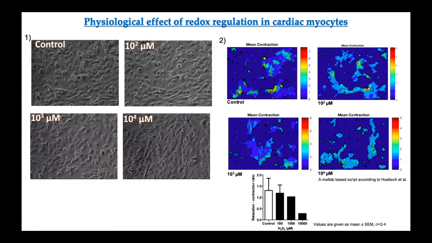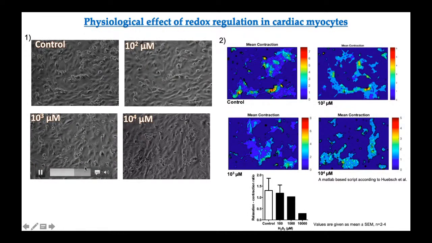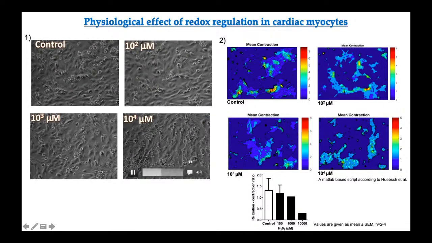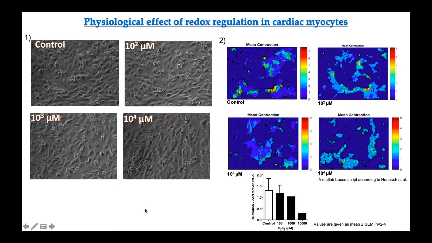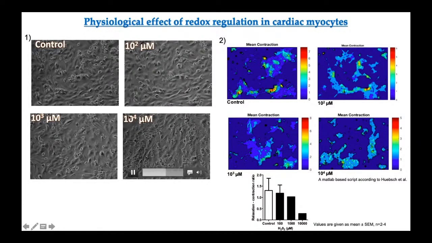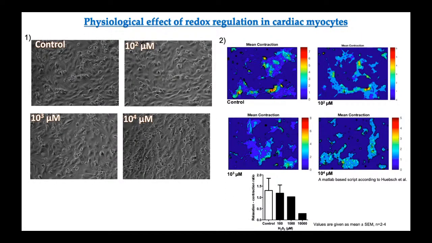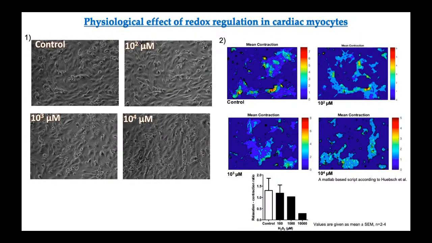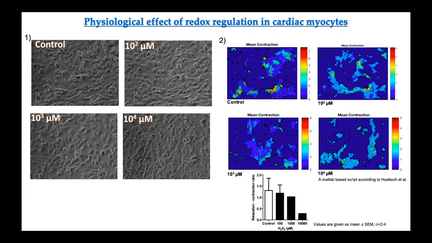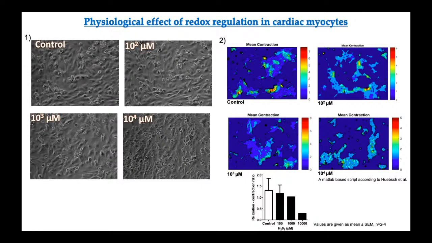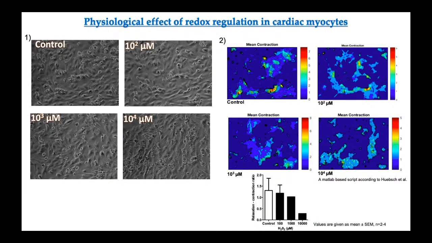What happens if we give hydrogen peroxide, an oxidant? Nothing happened at 100 micromolar, but at 1000 the cells seem to act differently. At 10,000 micromolar, all the nuclei start to pop out. These are live cells, neonatal rat cardiomyocytes, showing different morphology at different concentrations of hydrogen peroxide.